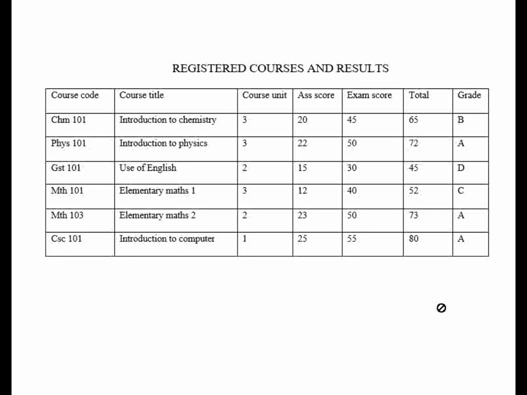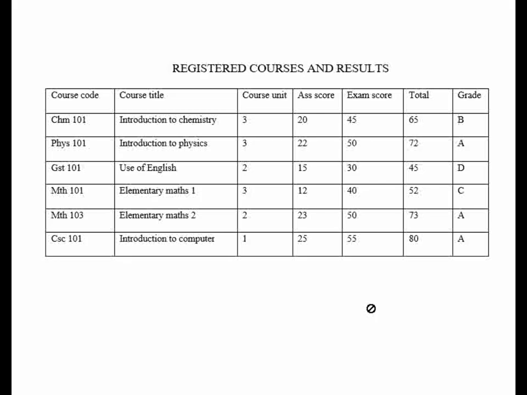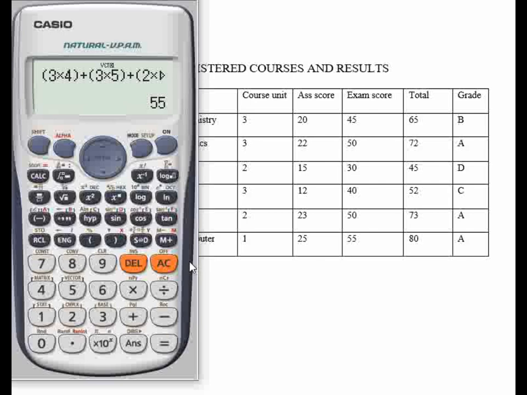So the cumulative point average is the summation of these total credit points from the beginning to the present level of the same candidate. Again, we have a grade point average, and grade point average is a total credit point divided by total load unit. So for this particular result, if we want to get the GPA, that is the grade point average for the candidate or student, it means that we are going to use the value that we have established earlier. In the calculation, we got that the total credit point for this particular student is 55, and we got that the total load unit is 14.